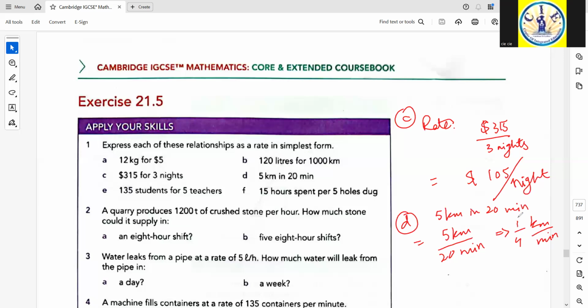So this 1 by 4, that is actually the quarter, 0.25 kilometers per 1 minute. Okay. So that is actually the rate as I explained earlier.